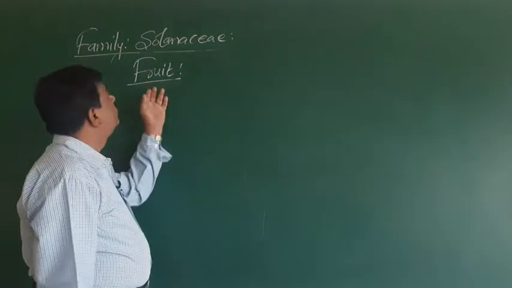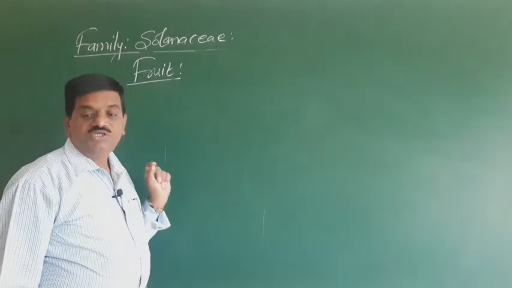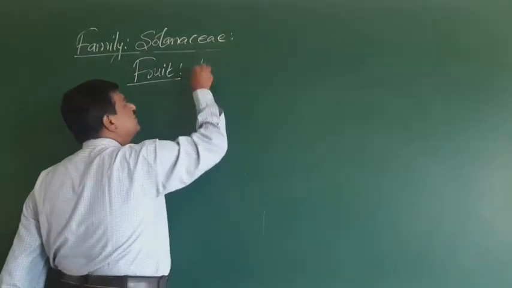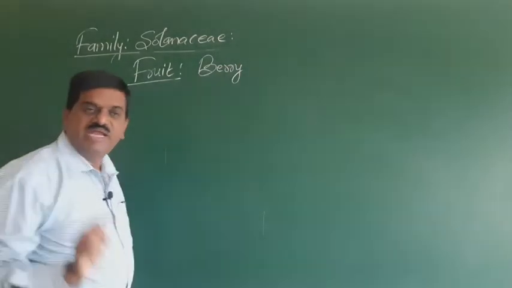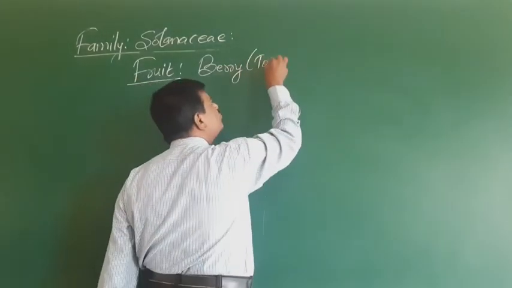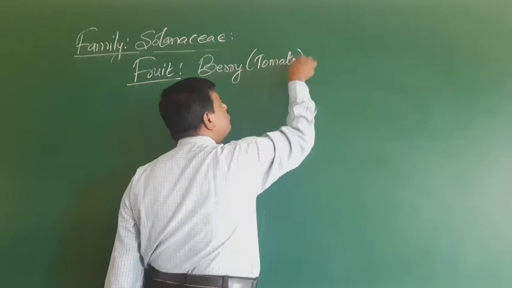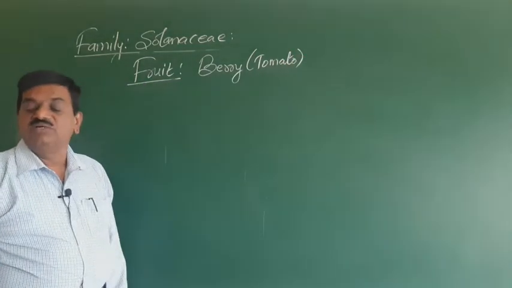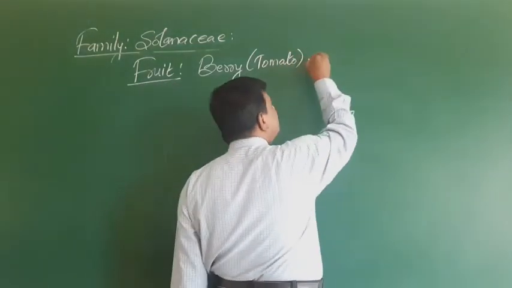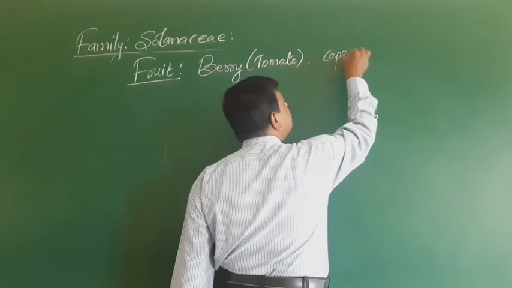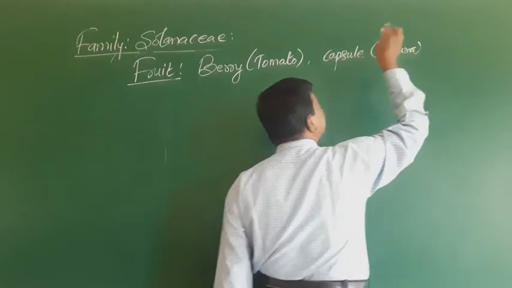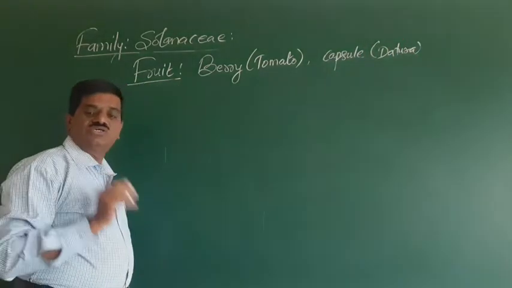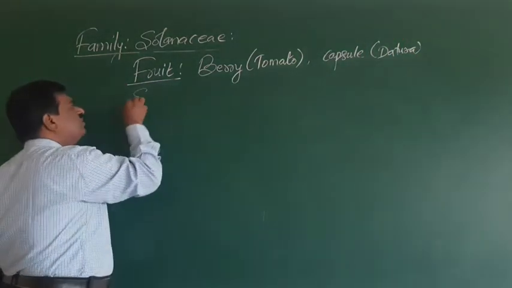So next one is fruit. Here the fruit is nothing but berry. So this berry can be noticed in tomato. In tomato, the fruit is berry. In some it is capsule. So capsule can be noticed in datura. In a datura, the fruit is capsule. Next we go for the word seed.